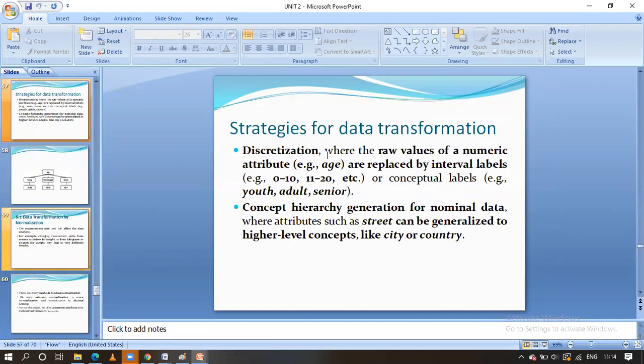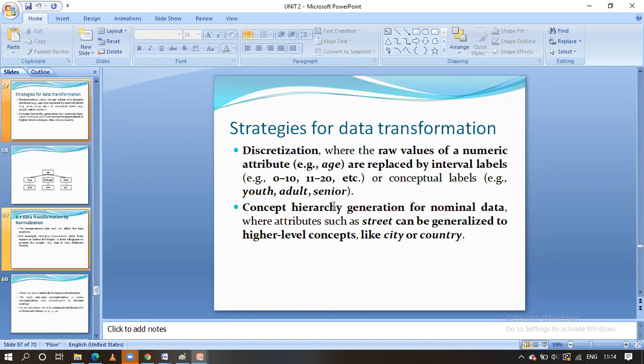Discretization. In discretization, we are going to replace the numerical attributes with interval labels, like in place of 0 to 10 we replace with one class label, 11 to 20. We replace them either with intervals or with conceptual labels. This way we transform from one form to the other form. By doing this, the data will be reduced, guys.